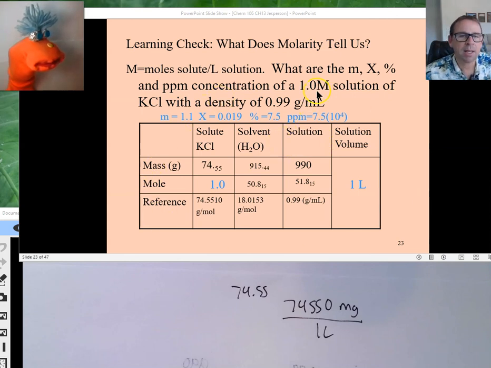So using this table, walking through it gradually helps us to realize and understand the best way to approach these problems. Okay, we'll get more practice.